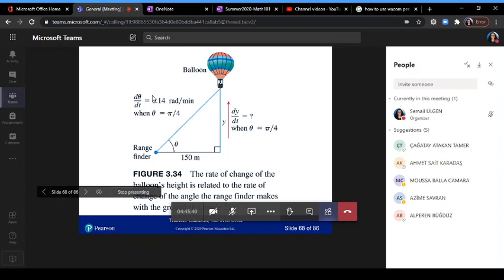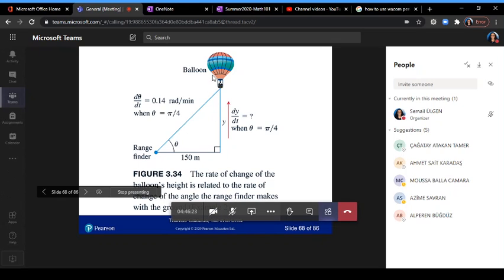We are given that the rate of change of this angle with respect to time is 0.14 radian per minute when theta is equal to π/4. And they're asking what's the rate of change of y with respect to time. Can you find the rate of change of the height, or vertical distance that it is traveling, when theta is equal to π/4? That's the question. We are also given this is the starting point of the balloon, this is the rangefinder position, and this is the distance. This is also given.